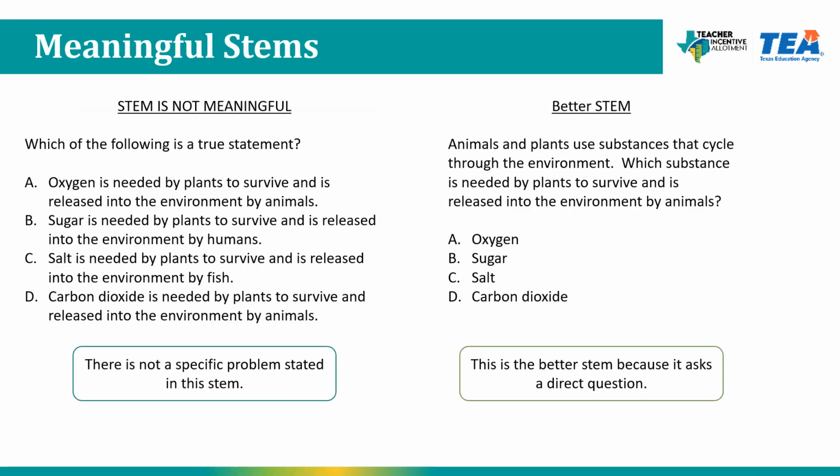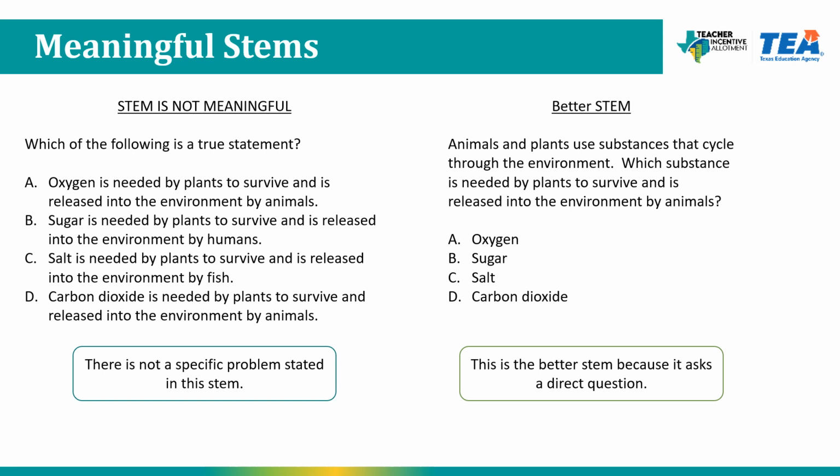Let's examine an example of a STEM that lacks meaning. Which of the following is a true statement? This lacks a specific problem. It's broad, asking for truth without focusing on a particular concept. The issue here is clarity. The STEM does not prompt students to identify the specific knowledge being assessed. There's no mention of the oxygen plant need or the role of sugars in plant survival.